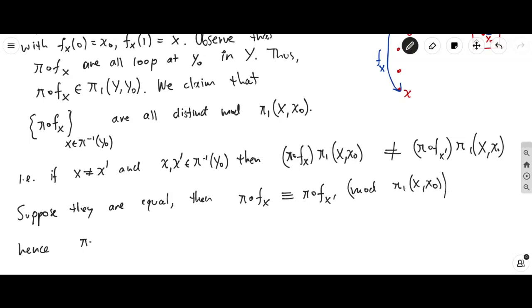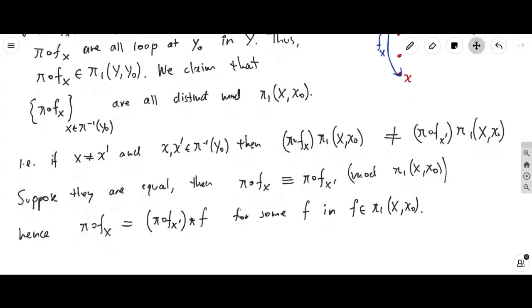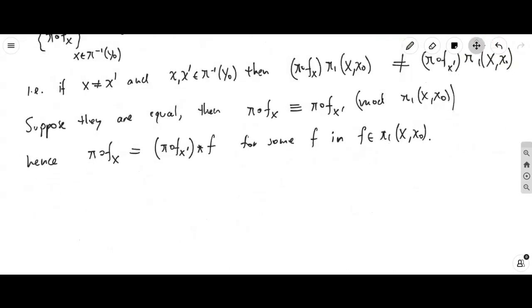Hence, pi composed fx would be equal to pi composed fx prime, and then multiplied. And multiplication in the fundamental group is the juxtaposition. That's when you put one path next to another path. So multiplied, juxtaposition, by something in the subgroup, so let's call it f, for some f in here. And now we're going to take this, and equal, of course, means path homotopic, but we're being sloppy. And now you're going to lift this.